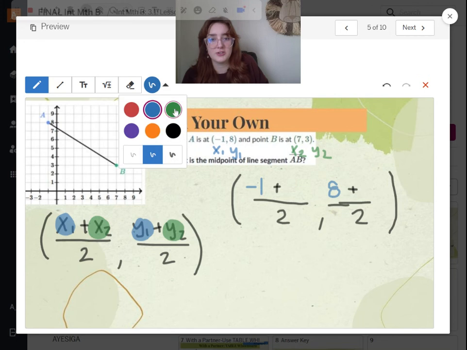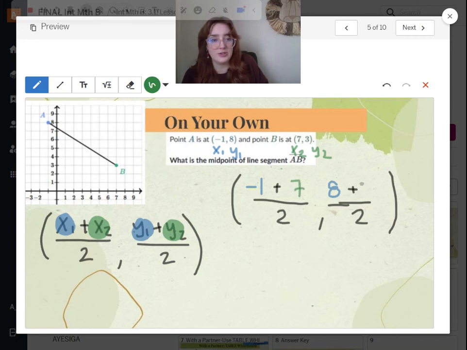I'm going to double check this too. x2 is 7, y2 is 3. I just didn't want to change colors. Let's just double check. It's better to go one by one, the x's together first. x1, -1 plus x2, 7. Yep. y1, 8 plus y2, 3. 8 plus 3. Okay. It's always good to go slow and double check.